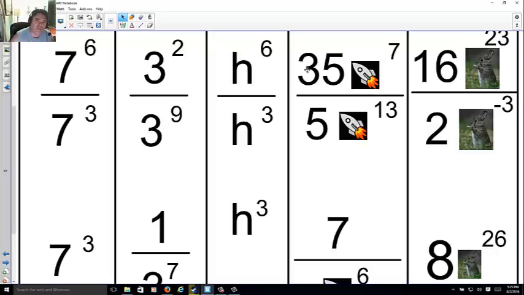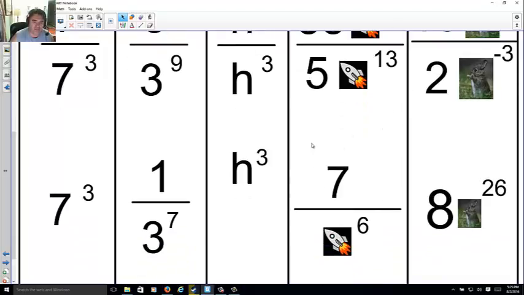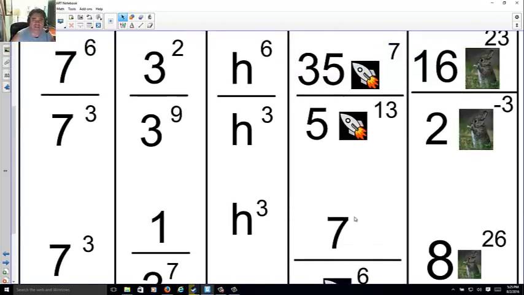Fourth one, 35 versus 5. 7 wins on top, but rocket ship wins on bottom by 6. So 7's on top, rocket ship over 6 on the bottom. And again, I know we're kind of jumping ahead here. We'll do some together. And finally, 16 versus 2 is 8.